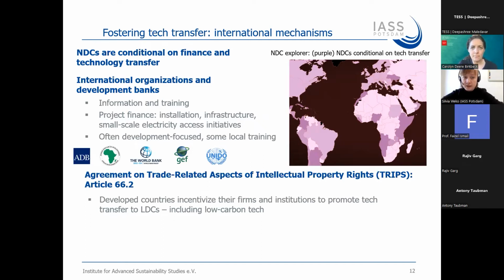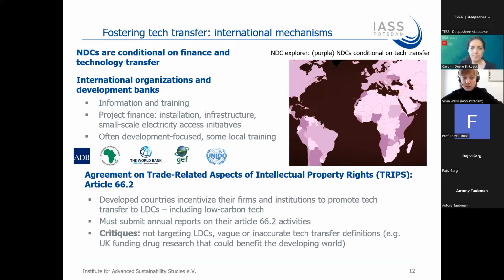So another way that we could see increased technology transfer is if the obligations under the TRIPS agreement are fulfilled. So in Article 66.2, we see that developed countries are meant to incentivize their firms and institutions to promote tech transfer to LDCs. This is applicable for all technologies, but it also includes low carbon tech. And countries have to submit their reports on Article 66.2 to say what they've done. And I looked into this a bit. Also, colleagues who have written about it say that basically it doesn't necessarily target LDCs. Tech transfer is usually defined very vaguely, and things that are not tech transfer are defined as such.